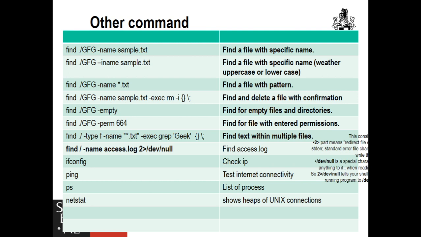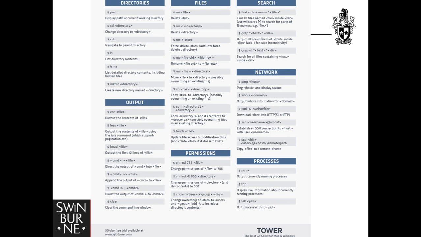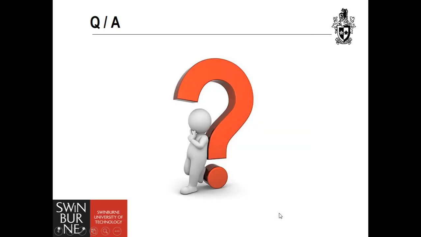ps for listing processes. It's like a task manager. In Linux we call this ps. Another one is netstat. It is used to show the status of network connections. So these are other Linux commands. Maybe we can try them if you want to learn more. For example, pwd, cd, ls, ls -la, mkdir, cut, less, head, cmd, something like this. So I think that's all.